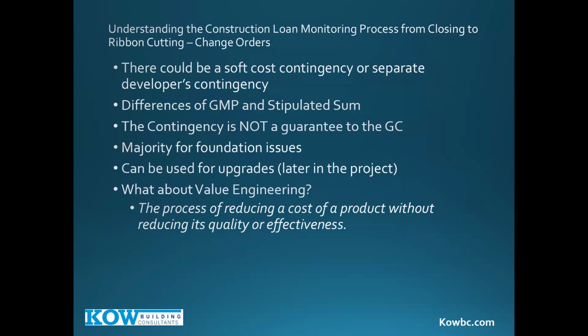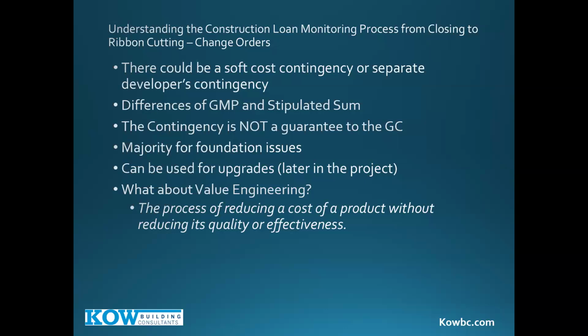A stip sum works well when it's a known product, like affordable housing. A GMP is a better fit when it's not as much of a known project, like a condo building, where they may be changing finishes and layouts and unit mix as the project is going on, or if it's something that's not a known scope of work. So that's why you would use one against the other.